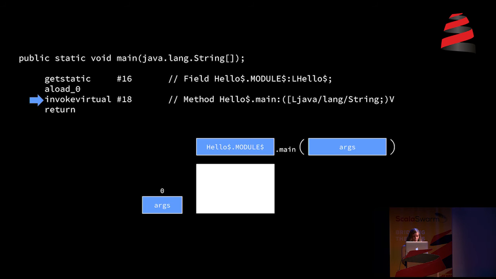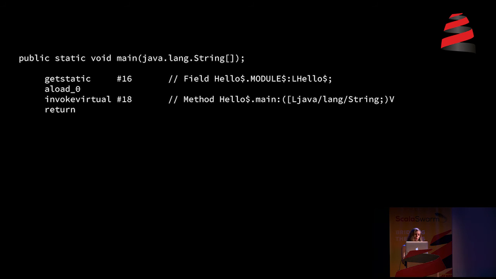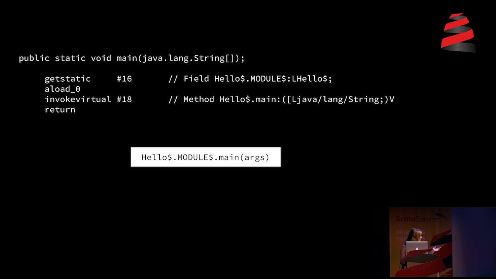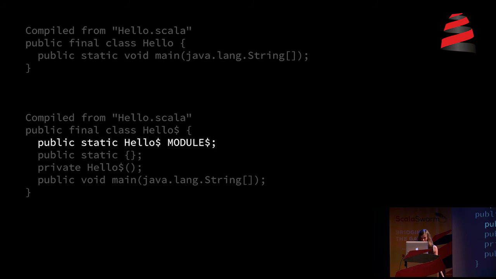And that's it. So this is equivalent to doing the following: Hello$.MODULE$.main(args). Let's see what this is. So this is the MODULE$ we just saw. It is a field of the Hello$ class. It is a static field, and its type is Hello$. And to understand what it holds, we need to continue, and we'll start with the static block here.